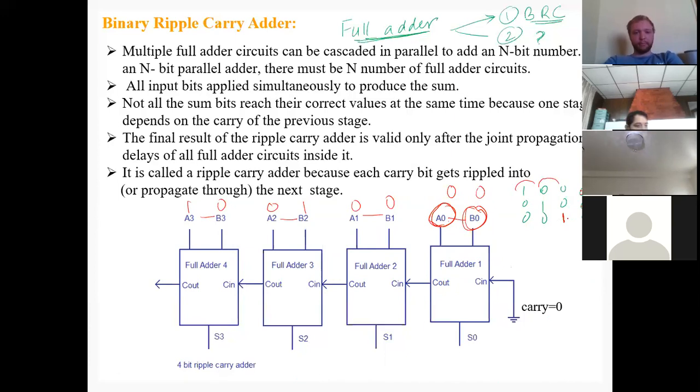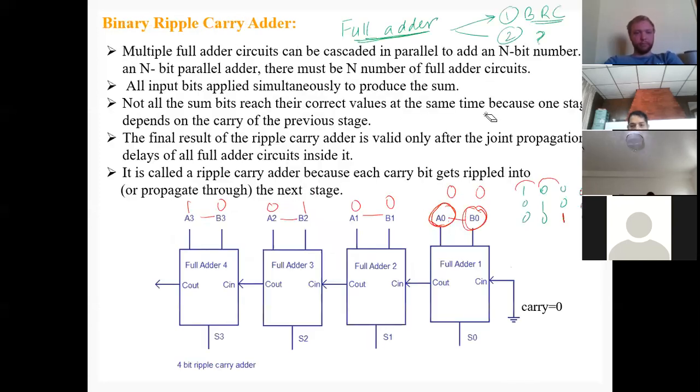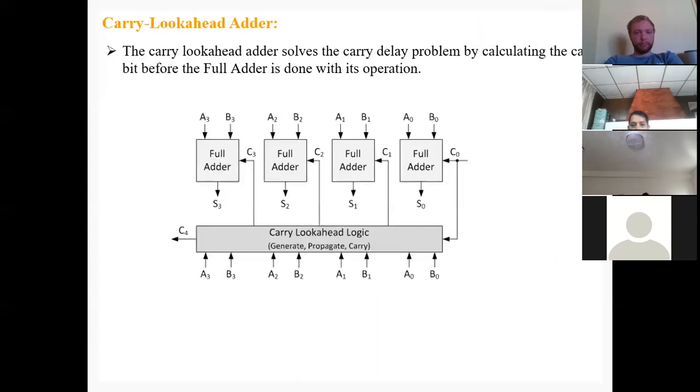All right, so this is done. Now let's go to the next error. Now we did the ripple, right? The previous one is ripple carry. In the previous one we did the ripple carry. So what is the problem with ripple carry?